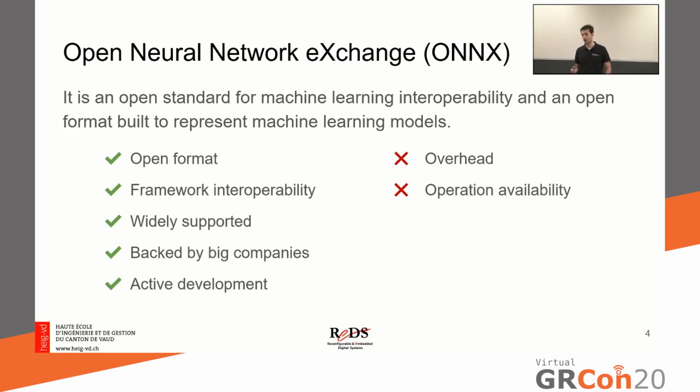For example, there is some overhead of going from your preferred framework to ONNX. So you will have to adapt your model to ONNX, and that has a cost. And also operation availability, which means that not all operations are supported by ONNX, at least when they are released, and it might take some time. But that's not the only case. Maybe some custom operations are not supported, so we have a problem of operation availability.